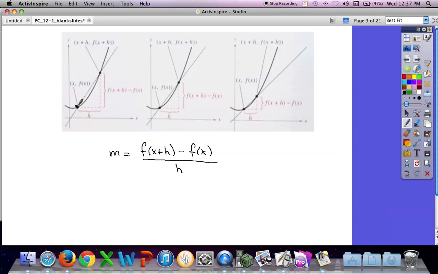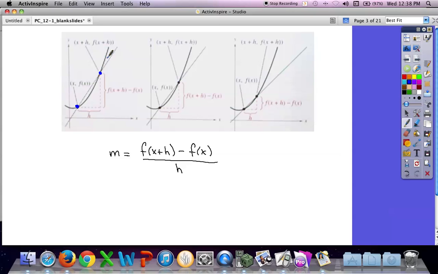Let me change my color. Okay, then what I can do is I'm going to take 2 points. Here's 1 point and here's the other point. And I can draw a line through it. I can calculate the slope.